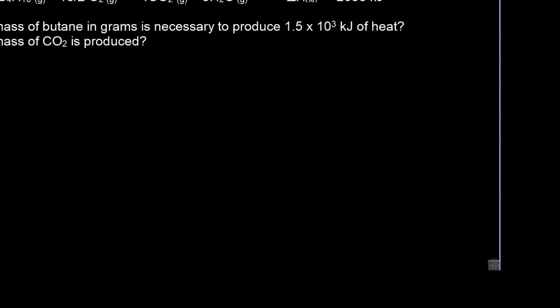So here we have a reaction of butane with oxygen, so we have a combustion reaction. The delta H, the heat of the reaction, is a negative 2,658 kilojoules. And the problem asks what mass. So that's what we're going to be looking at, what mass of butane in grams is necessary to produce 1.5 times 10 to the third kilojoules of heat. And then once we finish that problem, there is a second: what is the mass of carbon dioxide that is produced.